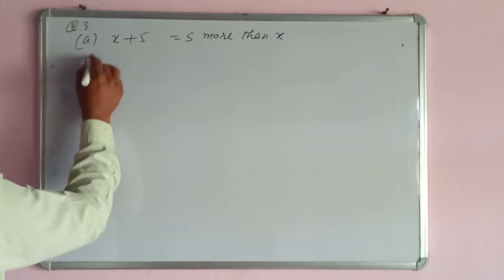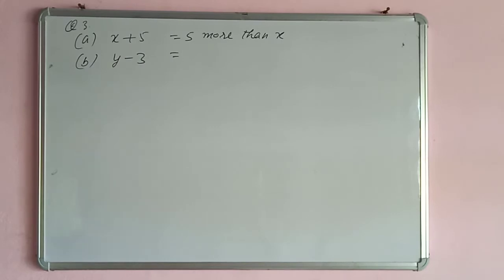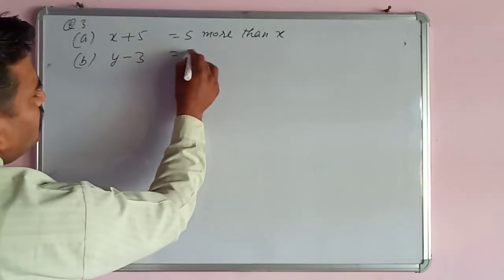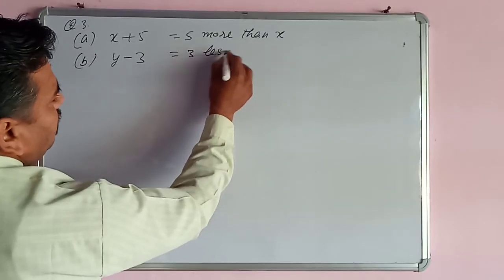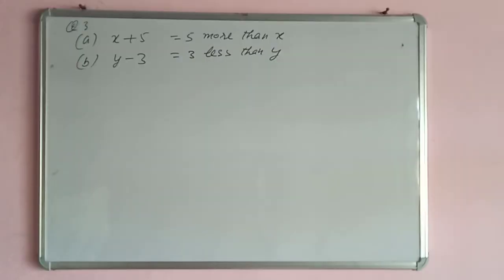And next we have part y minus 3. So what is the meaning of this? When we write this in words, that is 3 less than y. 3 less than y.